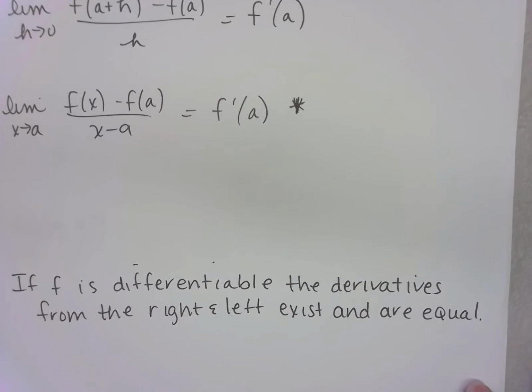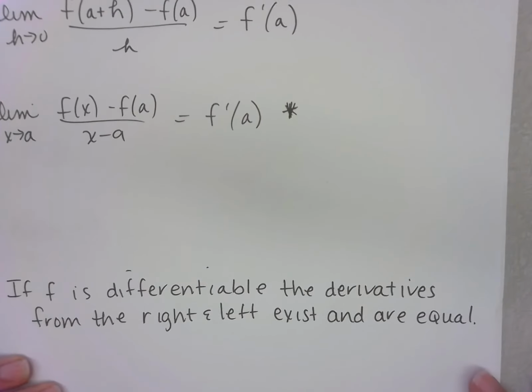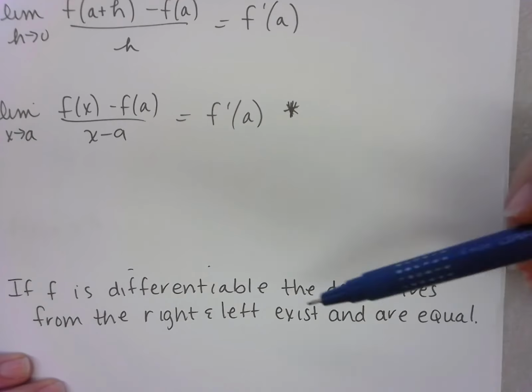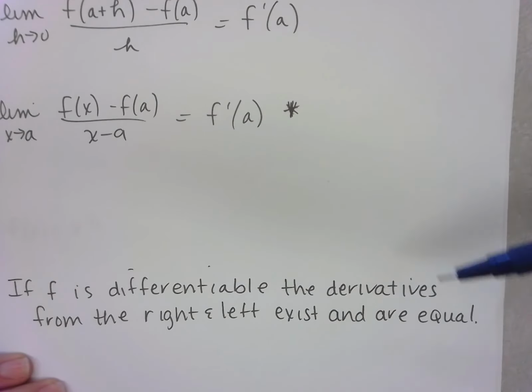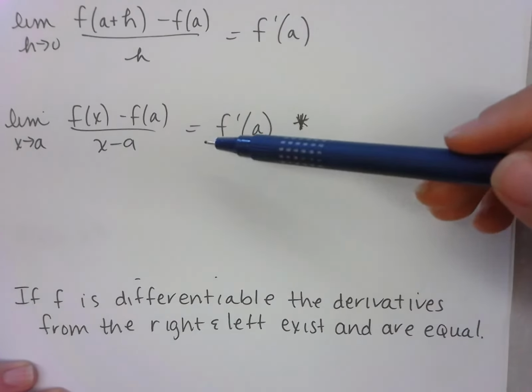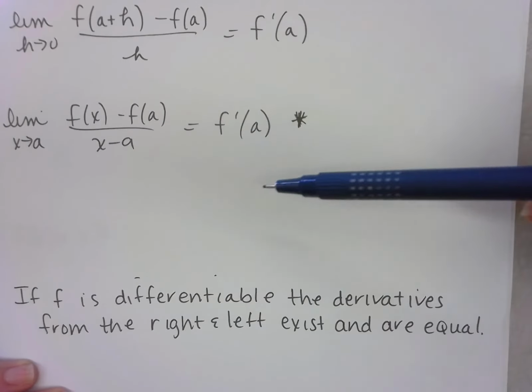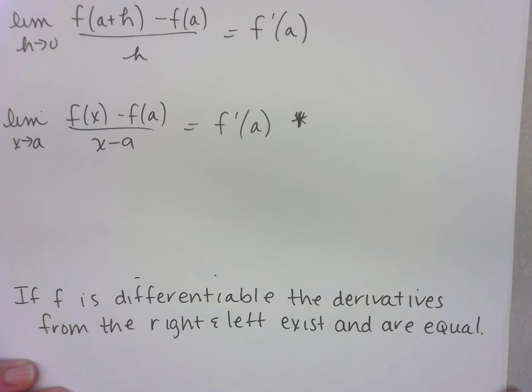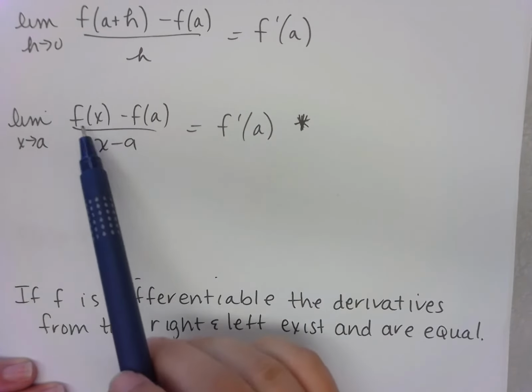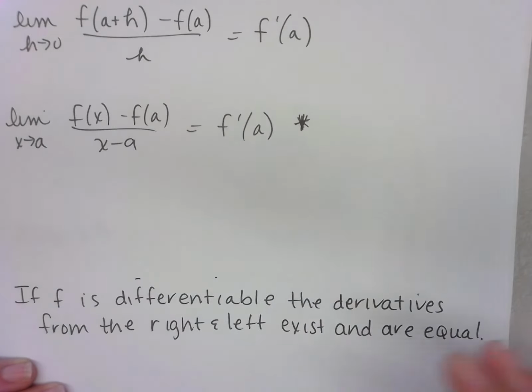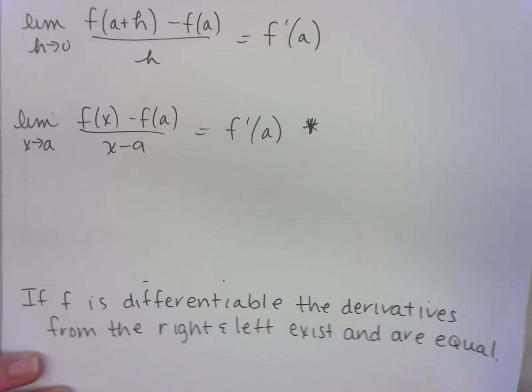Okay, and so if f is differentiable, then the derivatives from the right and the left exist and are equal, right? And the derivatives are limits. So what we want to look at in some cases here are limits from the left and right. We're going to use this particular formula. We're just going to talk about this for a moment.